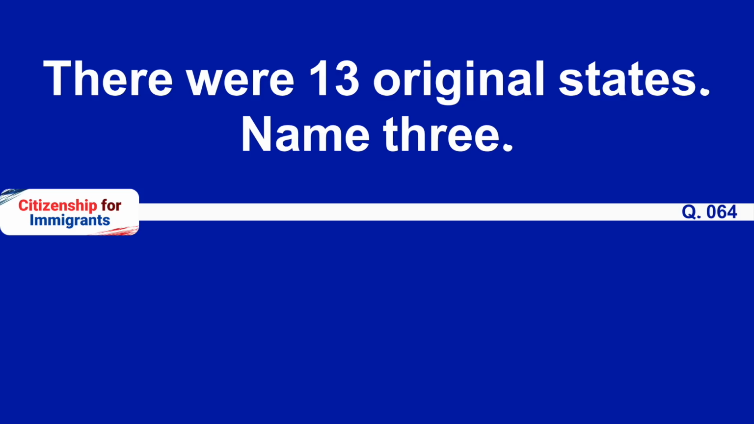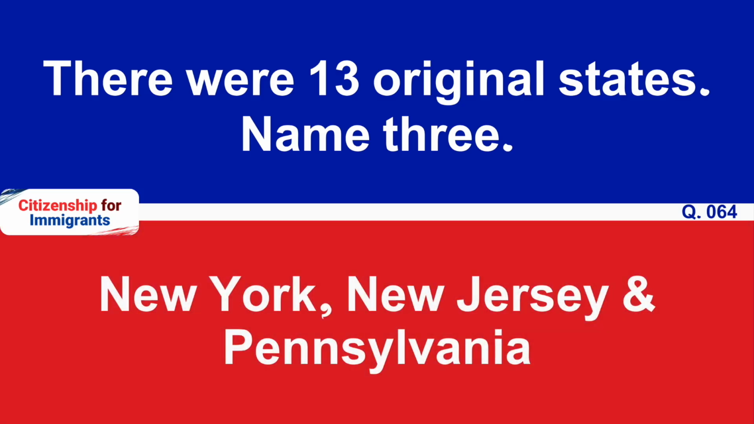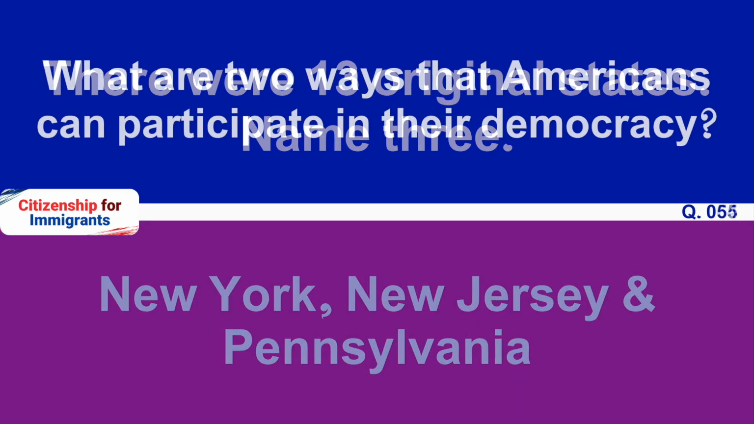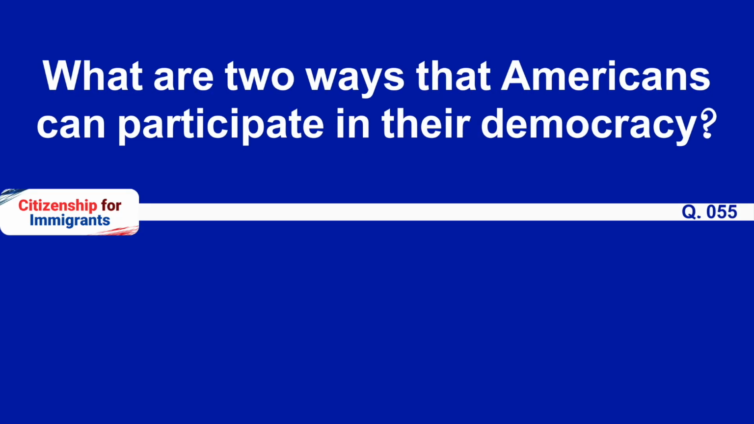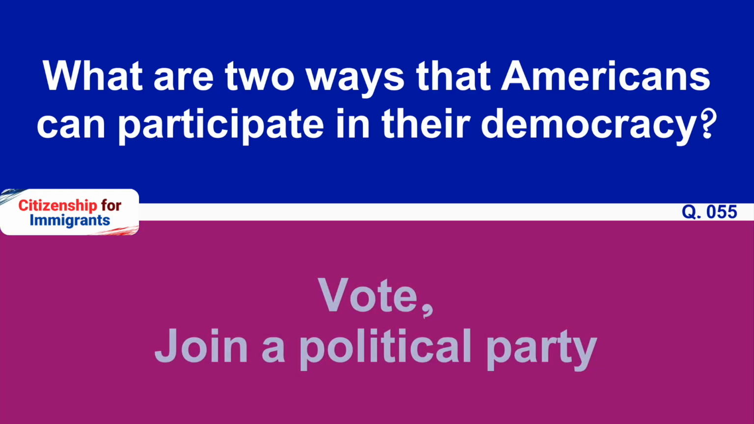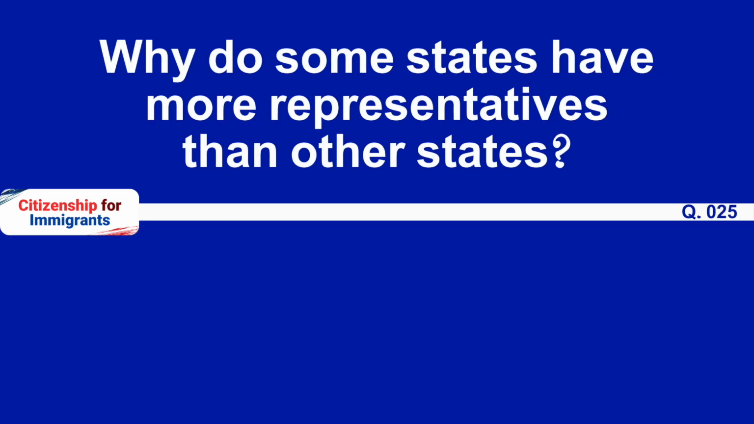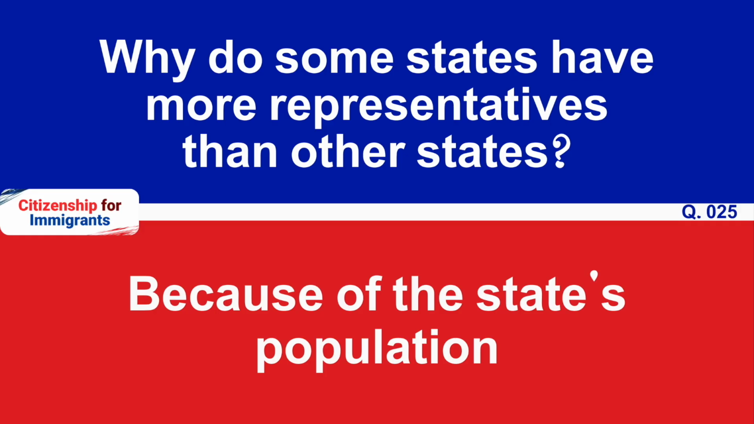There were 13 original states. Name 3. New York, New Jersey, and Pennsylvania. What are 2 ways that Americans can participate in their democracy? Vote, join a political party. Why do some states have more representatives than other states? Because of the state's population.